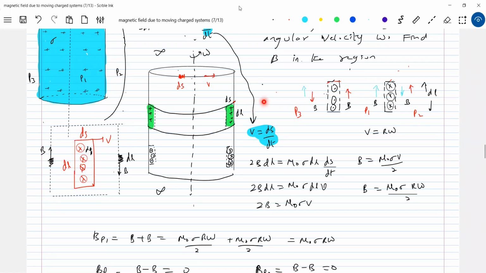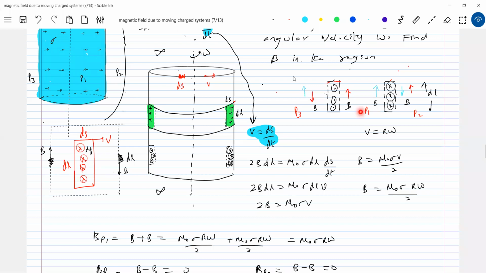This will produce field. This surface also will produce field. The resultant due to that will be zero here. This is what you have to assume. So this is like a solenoid only, but don't call it a solenoid. Solenoid is totally different. This is like an analogy you can compare for solenoid.